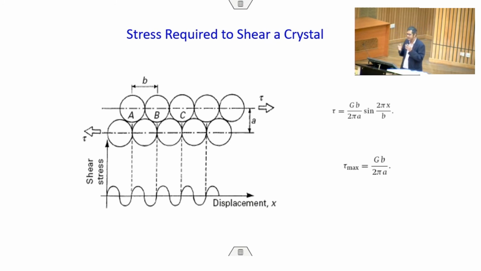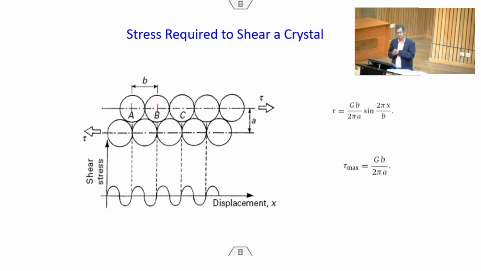To give an idea, why do you need the defects? If you look at any crystalline material and you want to shear it without any defect, you require a huge stress. That is given by G multiplied by b divided by 2πa. G is the shear modulus, b is the distance from the center of one atom to the center of the next atom, and a is the interlayer distance. That is how one can calculate it.